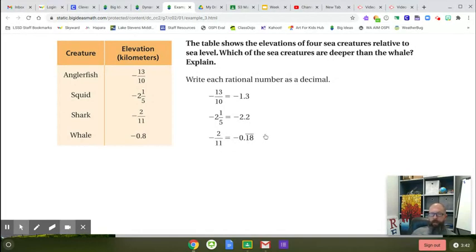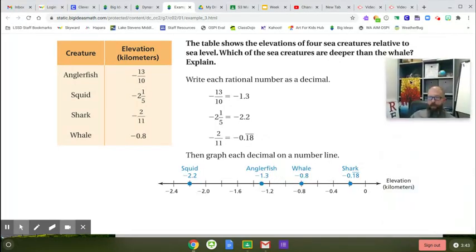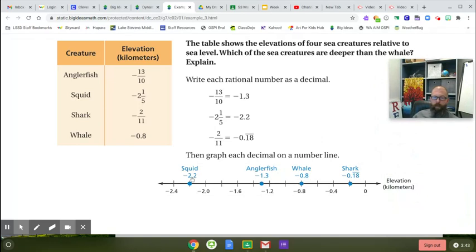repeating. Okay. Then to figure out which one is deeper, that's going to be the farthest down. So the farthest away from 0. So we're going to graph these on a number line. And you end up with your squid is negative 2.2. Your anglerfish is negative 1.3. Your whale is negative 0.8. And the shark is over here, 0.18.